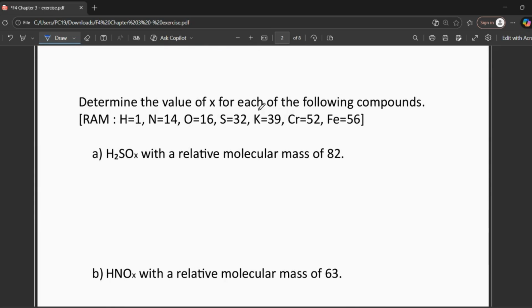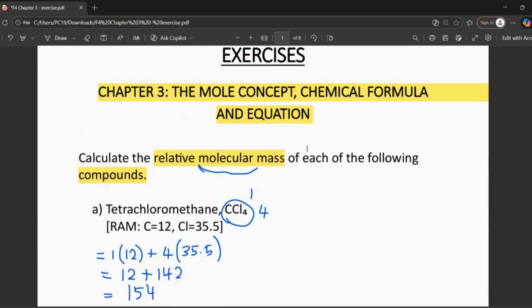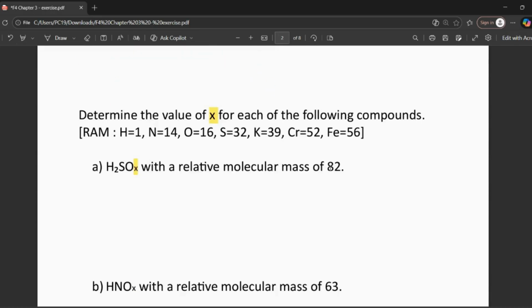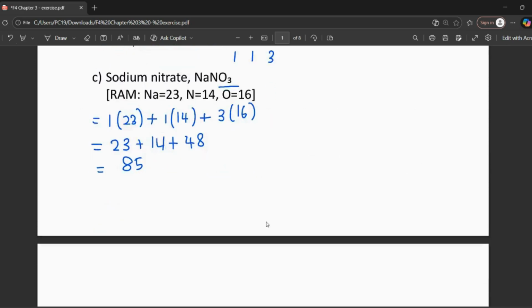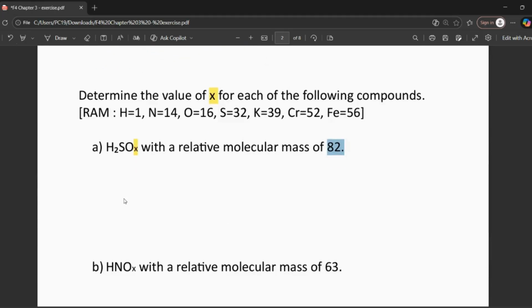Quite similar, but it involves a mathematical equation where we're going to be finding the value of x for the following compounds. In the first question, we are given H2SOx with a relative molecular mass of 82. Now, I want you to keep in mind that the relative atomic mass is what we looked for in the previous question, which means the answer is already given. So you just have to write the exact same mathematical equation to find the value of x. Don't worry, we'll do it slow and steady.